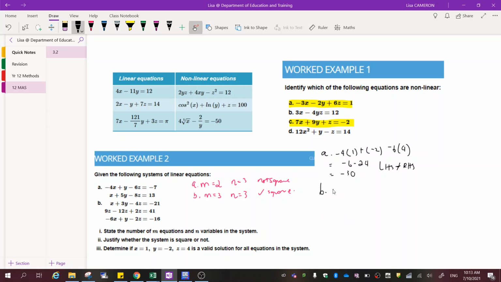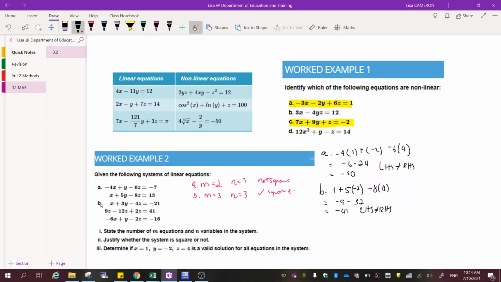Okay, so next one is going to be 1 plus 5 times -2 minus 8. Z is 4, so we'll put 4 there. Okay, so that's 1 minus 10 will make that minus 9. Minus 32. So that will make it -41. Also, left-hand side is not equal to right-hand side, so it's not true.